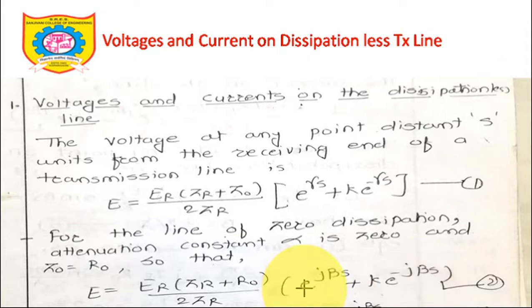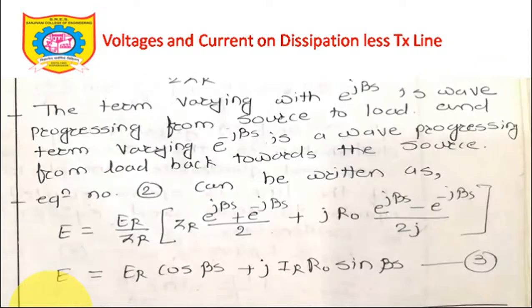which tells me that if I get the equation e raised to plus j beta s, that represents the wave traveling in the minus s direction. If I am getting the expression e raised to minus j beta s, that means a wave which is traveling in the positive s direction. But what is positive s and negative s direction? Let's try to draw a certain diagram so that you will understand.